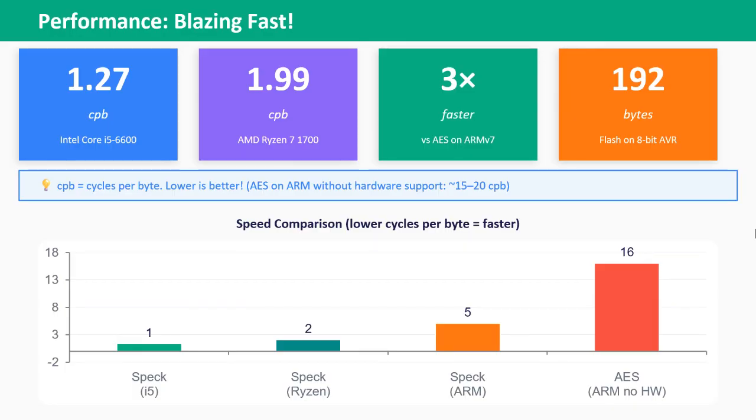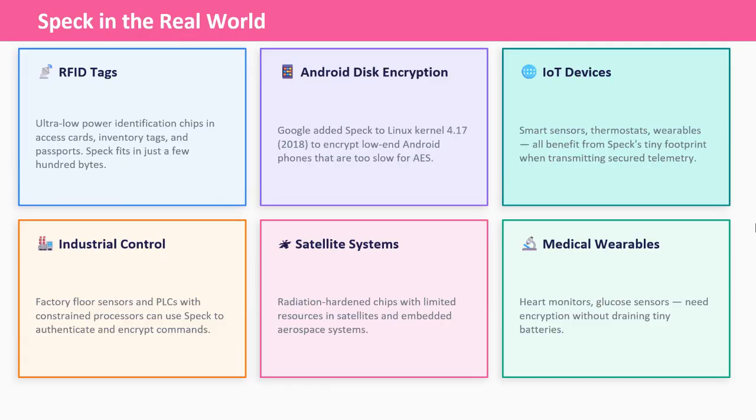Okay, so these are the performance numbers. And then ARM versus AES architecture, just the CPU cores. SPECK in the real world: these are different uses of SPECK. Smart sensors, thermostats, wearables, when they're using secure telemetry data, satellite systems like RF stuff. That's what I'm doing it for. So these are just some cool uses.